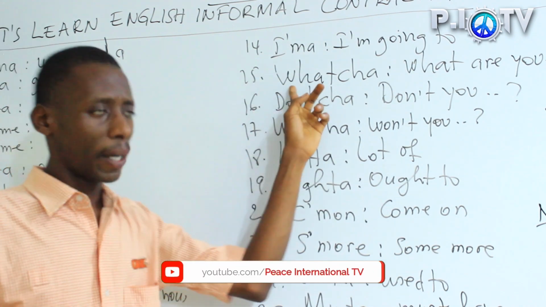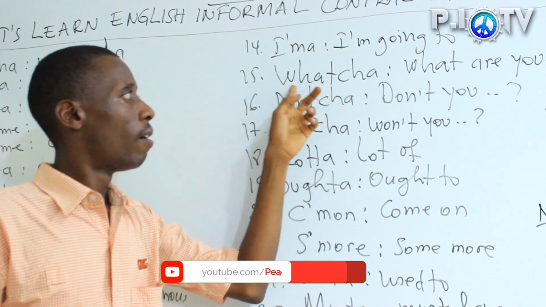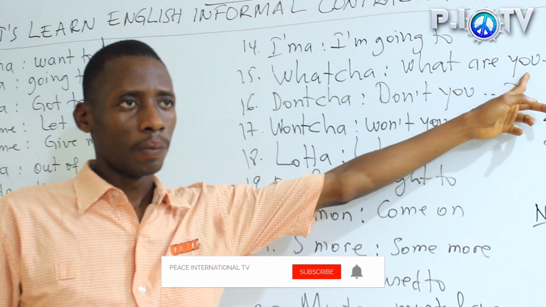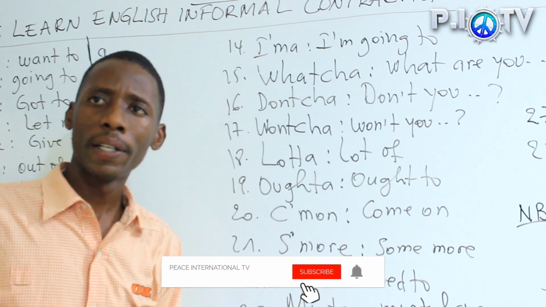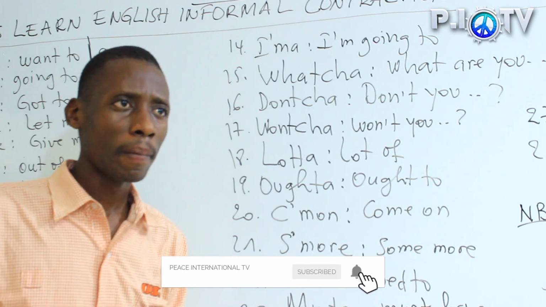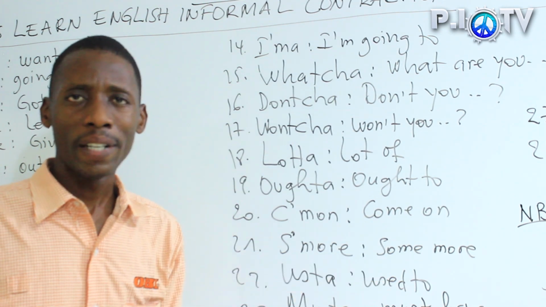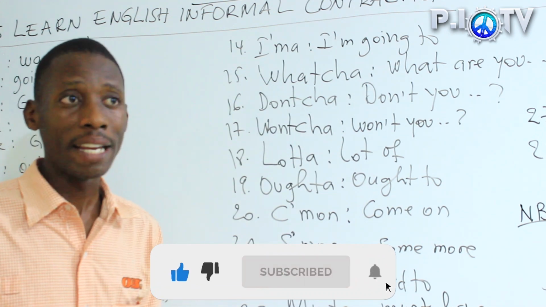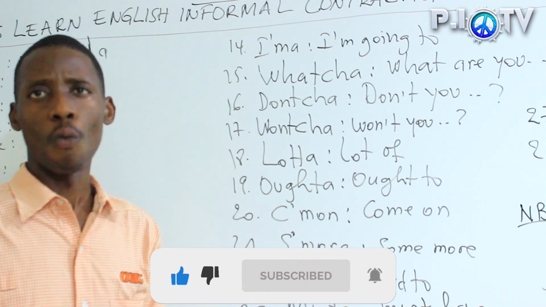Another one is "watcher." "Watcher" means "what are you." For example, you can say, what you doing? What you doing, my buddy? It means, what are you doing, my buddy or my friend? In a very informal way.